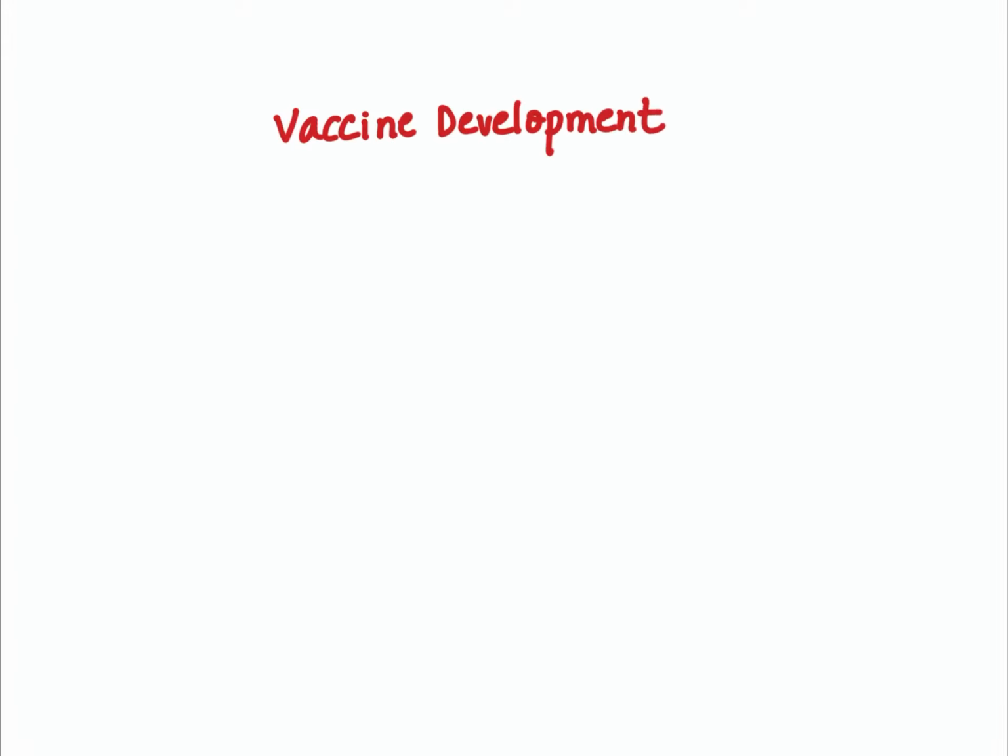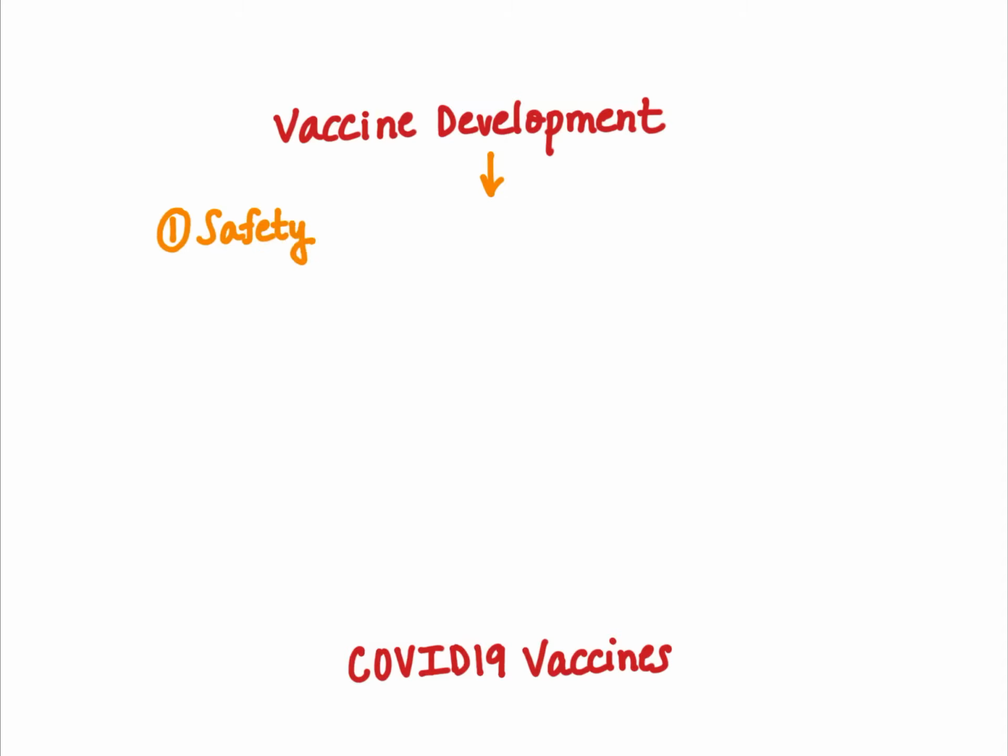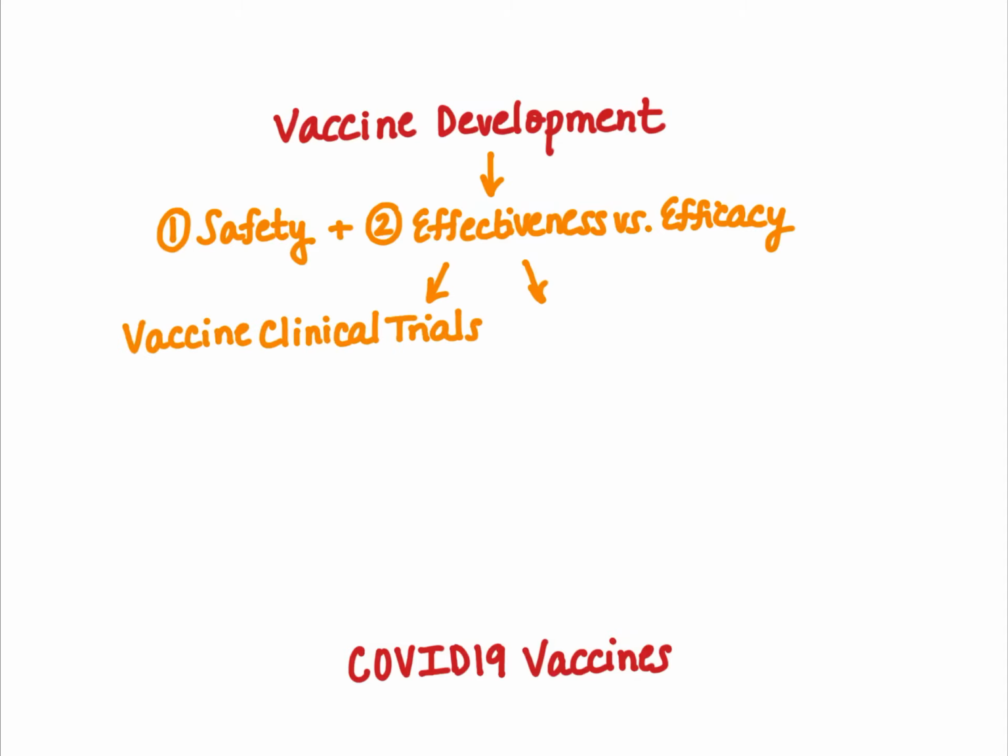Welcome to our video on vaccine development and the COVID-19 vaccines, where we're going to be picking up where we left off from our previous video and talking about the two main features of vaccine development, one being safety and two being effectiveness versus efficacy versus efficiency of developing a vaccine. Within these two components, we'll split off and talk about vaccine clinical trials.